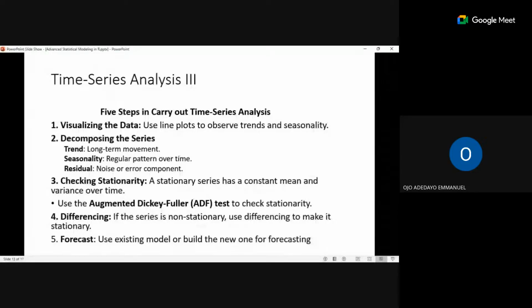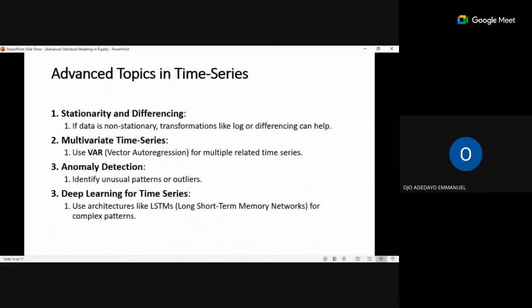So after that, you can now forecast. That means you've come to the end of the time series by developing the model, or by using the existing one to forecast. So these 5 steps are very, very important in time series.